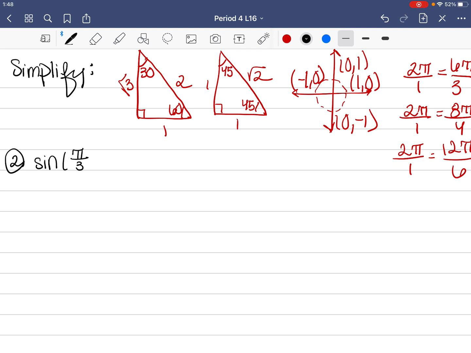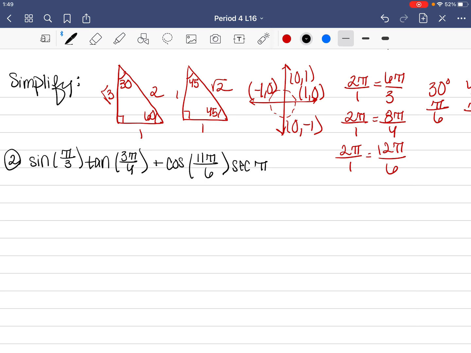All right, let's take a look at number 2 here, and we're going to do sine of pi over 3, tangent of 3 pi over 4, plus cosine of 11 pi over 6, and then secant of pi. Ooh, that's a long one. All right, let's get started here.